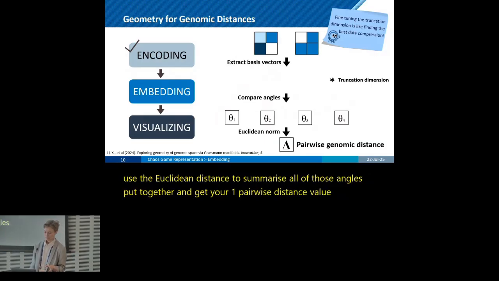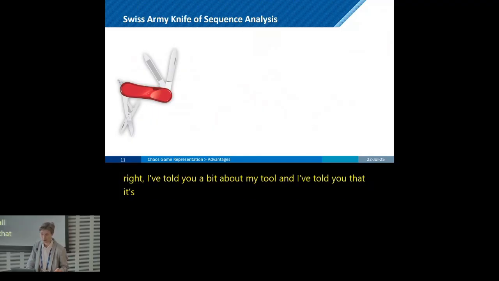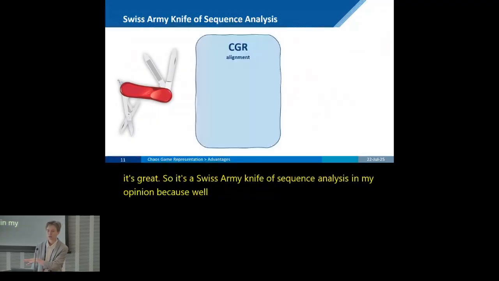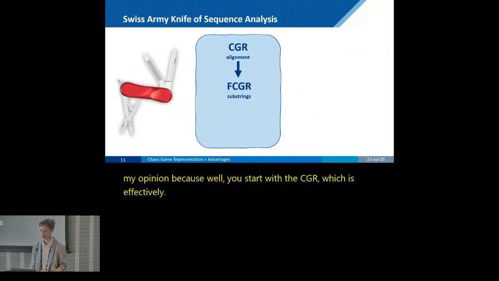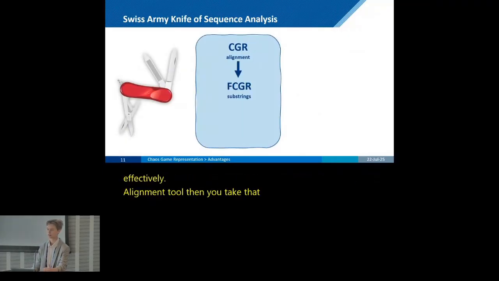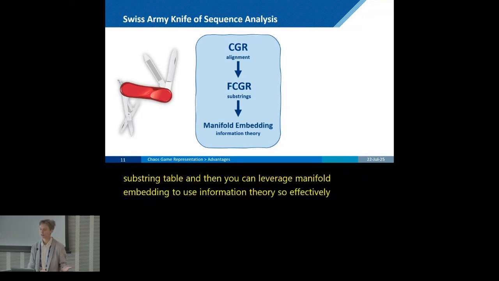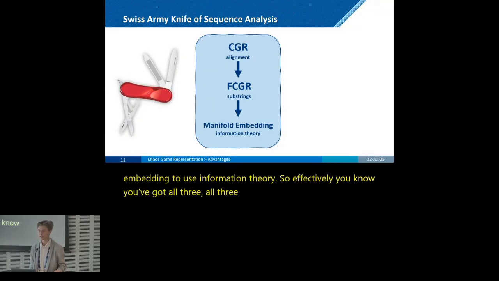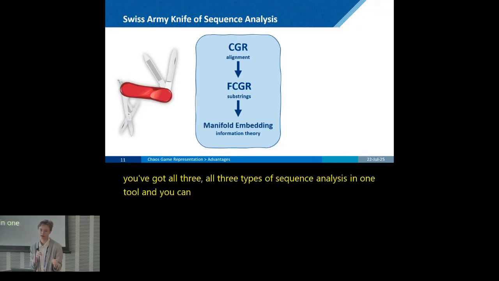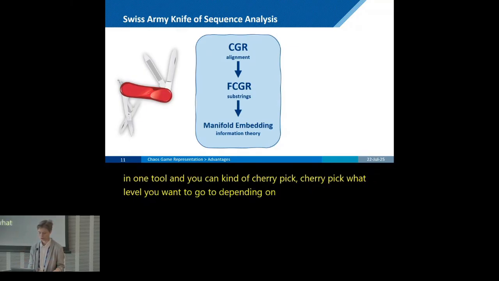So, all right. I've told you a bit about my tool, and I've told you that it's great. So it's the Swiss Army knife of sequence analysis, in my opinion, because you start with a CGR, which is effectively an alignment tool. Then you take that into an FCGR, which is a substring table, and then you can leverage manifold embedding to use information theory. So effectively, you've got all three types of sequence analysis in one tool, and you can cherry pick what level you want to go to depending on what sort of question you want to answer.